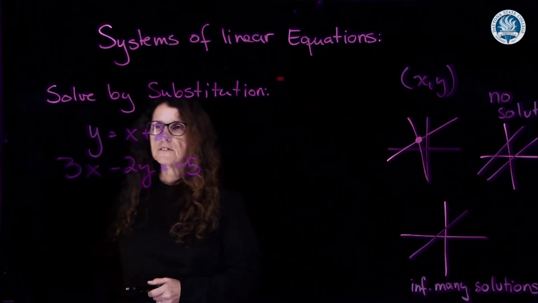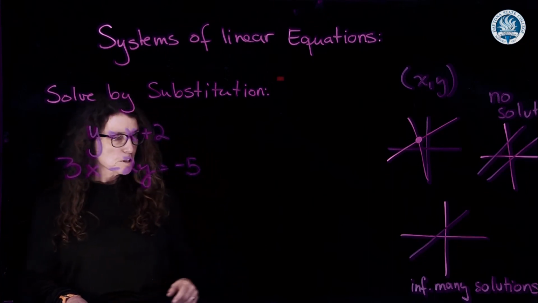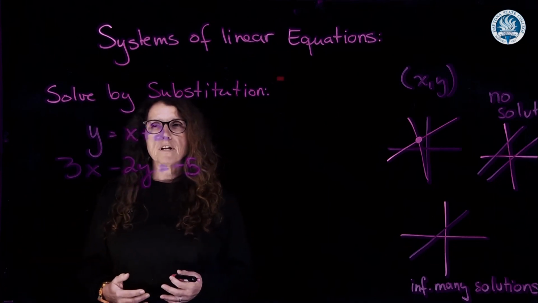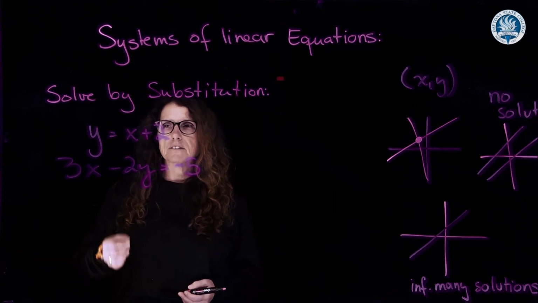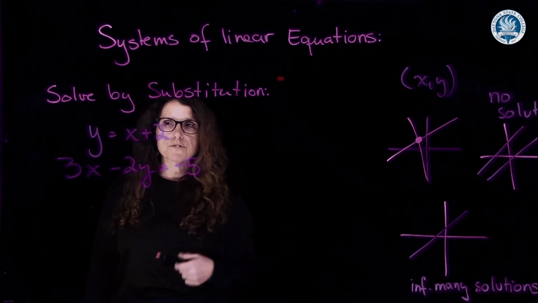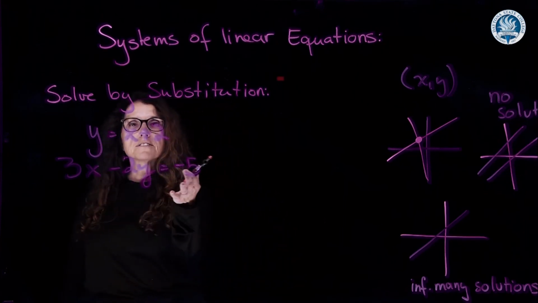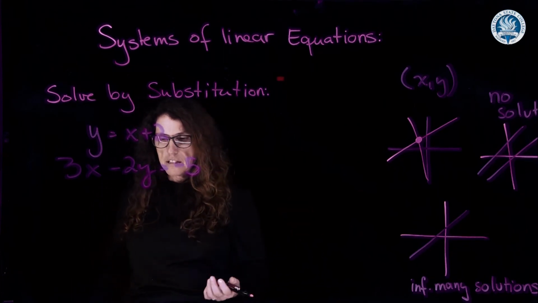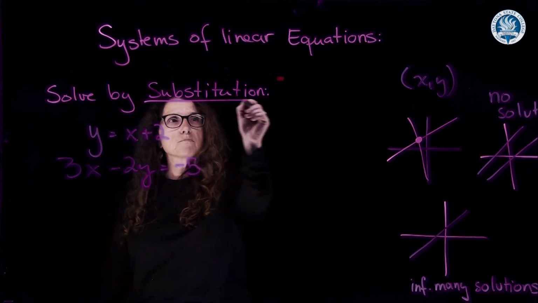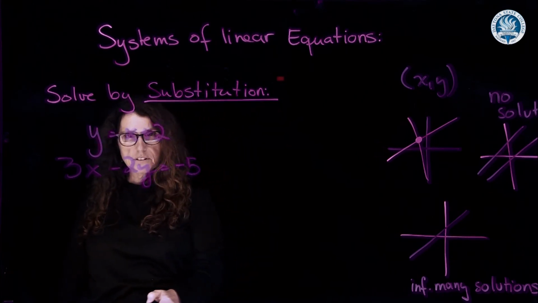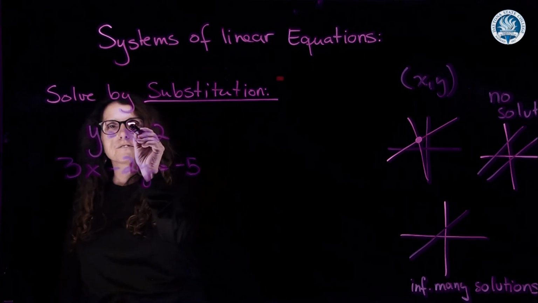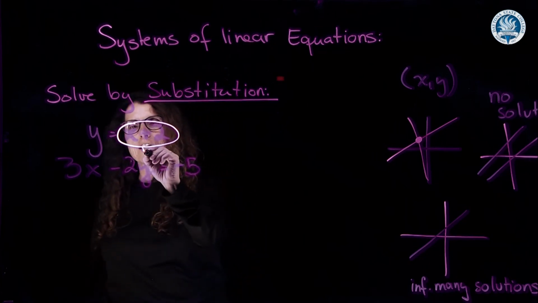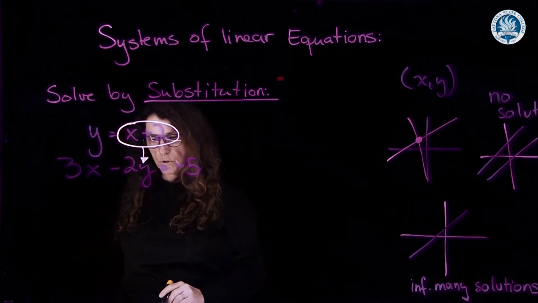So let's go back to this problem. We want to solve this by the substitution method. When you solve by substitution, one of the variables always has to be isolated. So it either should say y equals or x equals. In this case, this setup is beautiful. We already have y equals. Now we can go ahead and substitute. We're replacing the y with x plus 2.